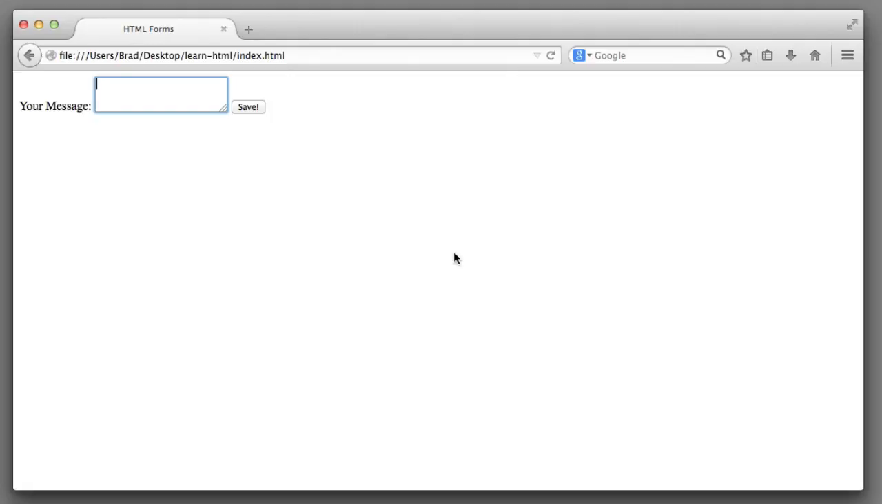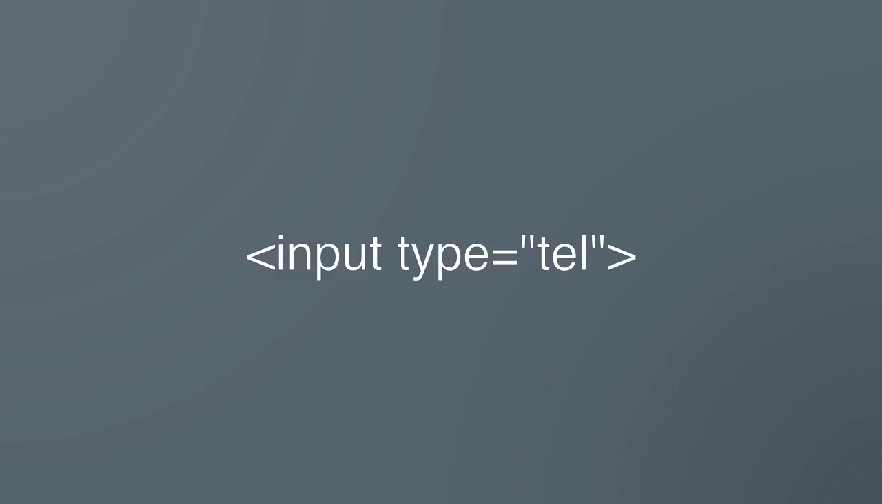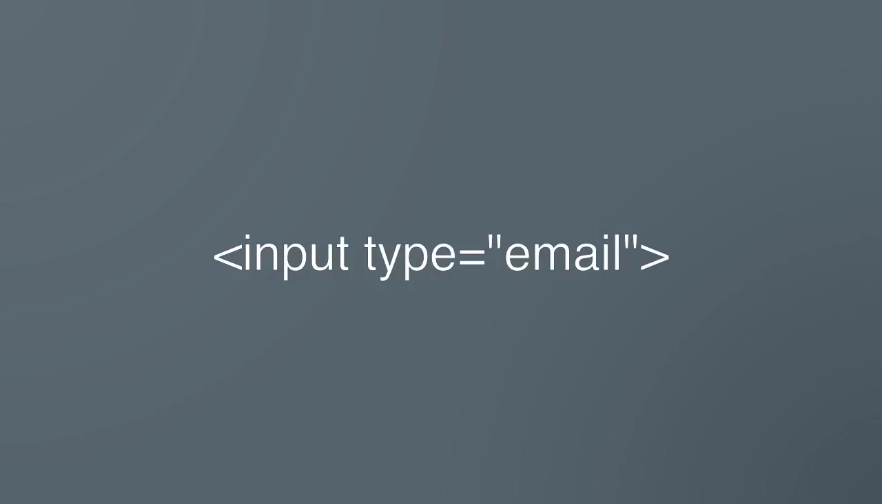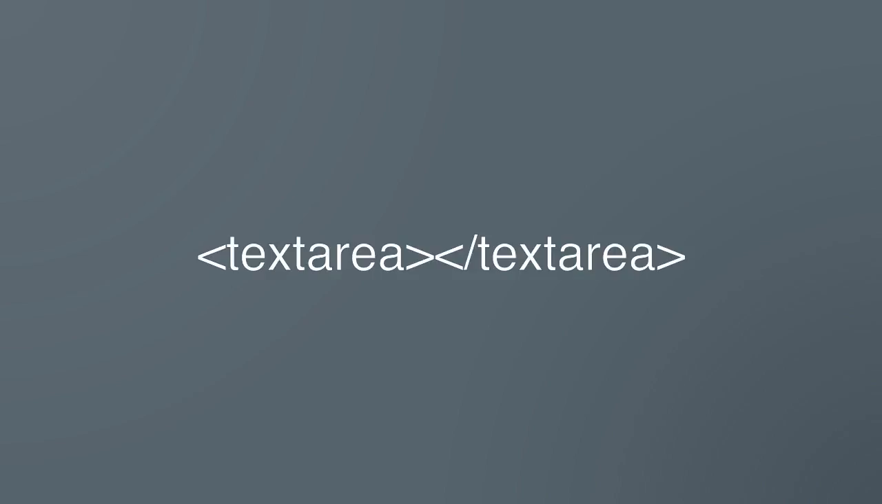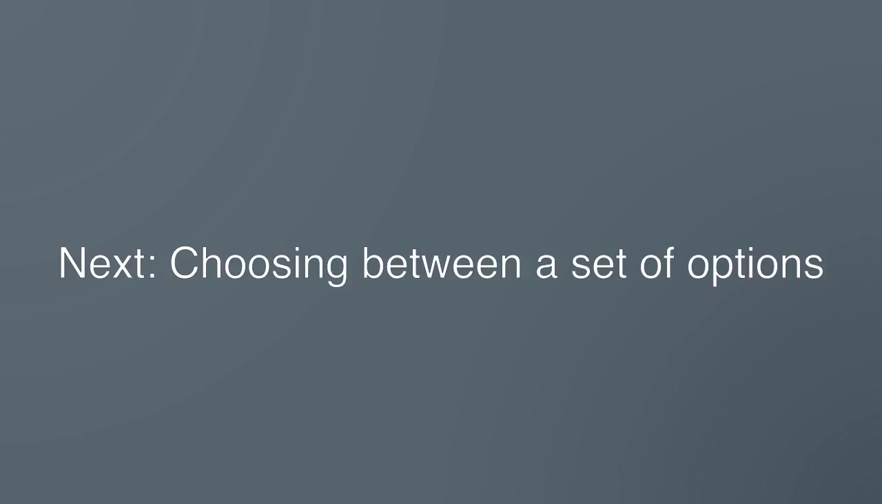Let's review what we've learned. We learned that there are different input types for receiving different types of data. So if we're receiving a telephone number, we should use a special type for that. If we're receiving an email address, we should use a special type for that. And finally, we learned that when we want to receive multiple lines of text, we can use the textarea element. In our next lesson, we will learn that we don't always want our users to manually type in data.